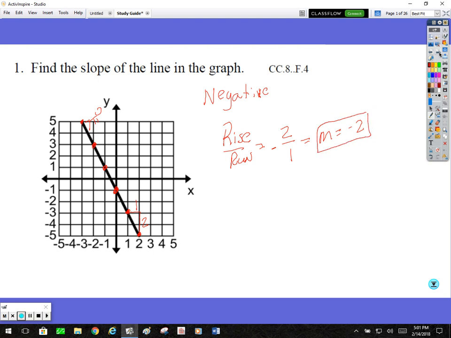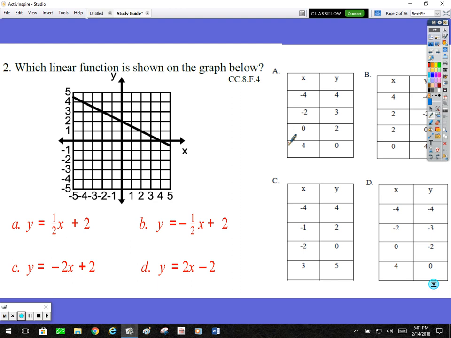Alright, so look at the next one. Now for this one, I've kind of just taken a guess. I was reading the equation with the sentence that says which linear function is shown. So I don't know how the test is going to look. So I'm assuming it could be either given to you, say which one of these equations matches or which one of the tables matches. So we're going to do the first right off the bat. We'll just go up here real quick, do the same thing we just did.